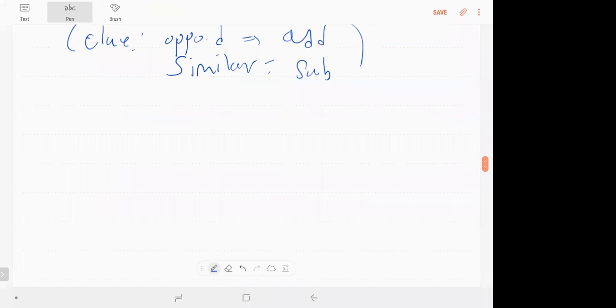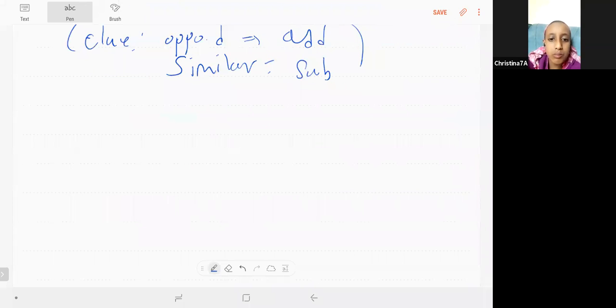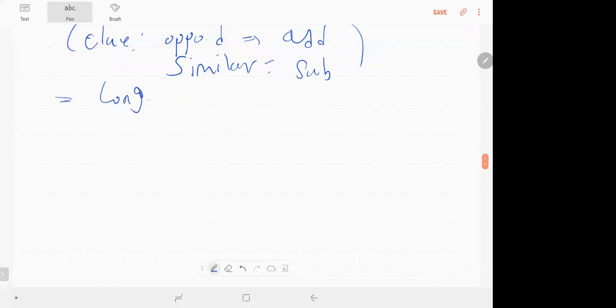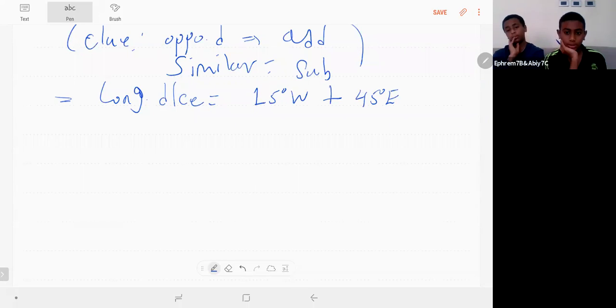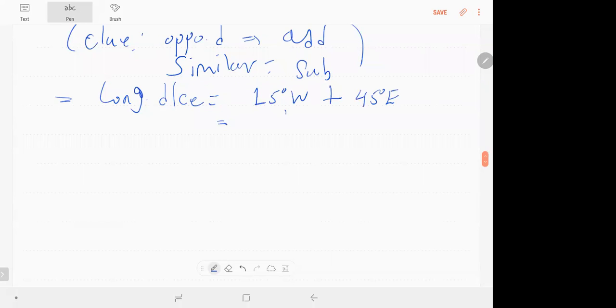So the answer for this question is 4 hours, and the longitudinal difference is 60 degrees. Let us see. Longitudinal difference: we have opposite direction, yes? That is 15 degrees west plus how much? For Y, it is 45 degrees east. We add them because they are in opposite hemispheres. Therefore, we add them and we get 60 degrees. That is the longitudinal difference.